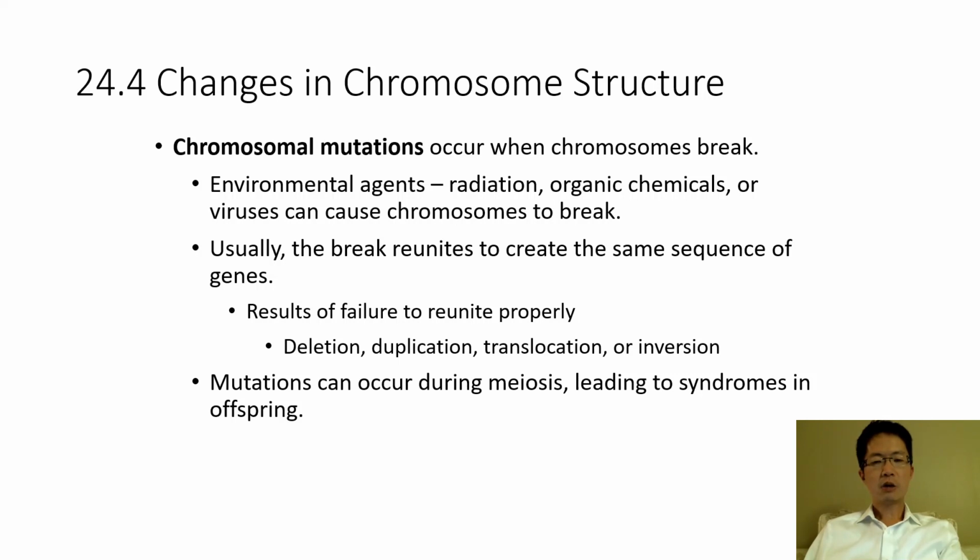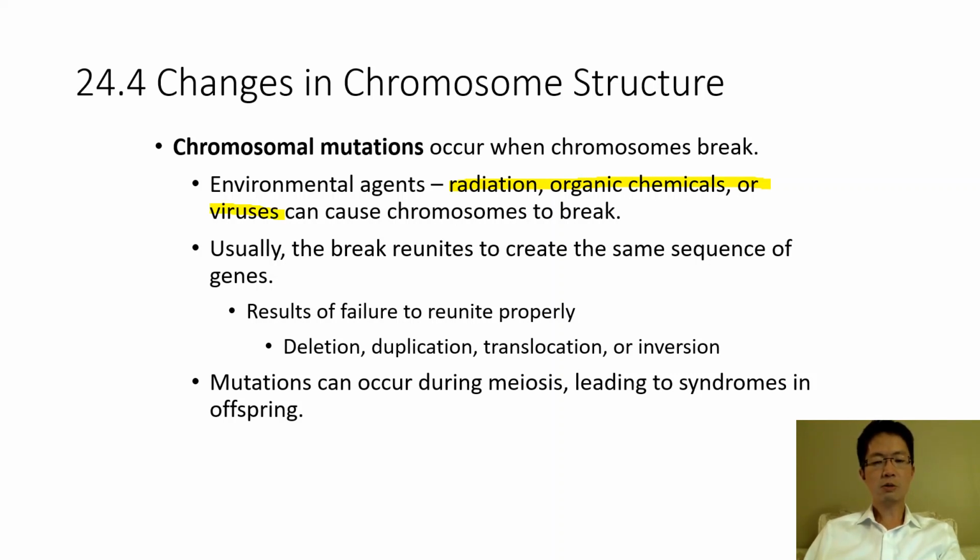But chromosome mutation is different. Chromosome mutation usually involves several genes. Because it involves several genes, usually we'll see some kind of effect or changes in the phenotype. What causes chromosome mutation? Radiation, organic chemicals, or viruses can cause a chromosome mutation.